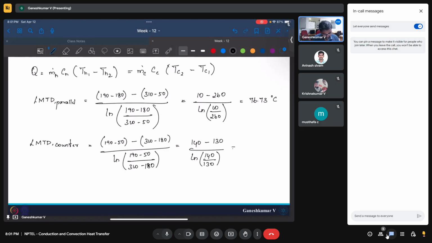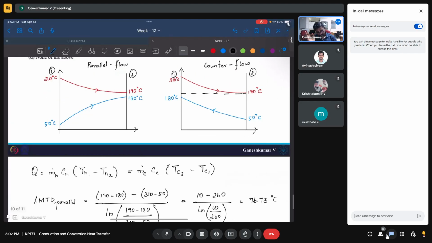So it's 10 by natural log of 14 by 13. This is around 134.9 degrees Celsius. And here also, let's say you take a mean of 140 and 130. That is 135, which is close to 134.9. So in a counterflow, if you take a mean temperature, the error would be very small. But in a parallel flow, the error is around 50 degrees Celsius. That is something else, so that's not what we are interested in here.